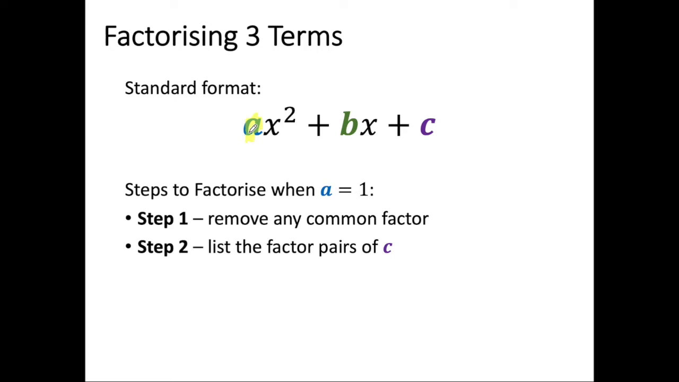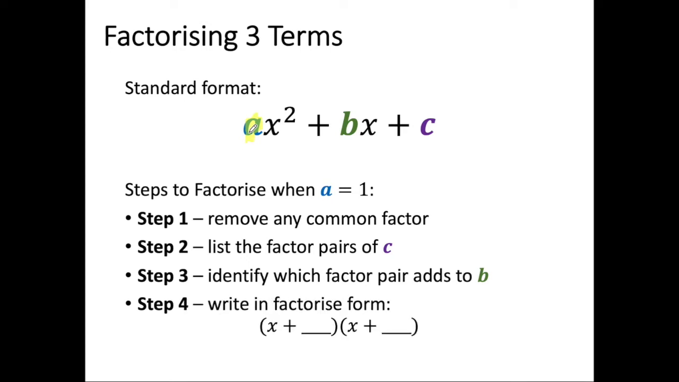So once we have all of our factor pairs for c, our next step is to identify the factor pair that adds up to b. So we want to add each of our factor pairs together and see which ones add up to b. The one that adds up to b is going to be the factors that we use. And then we're going to use those factors to write it in our factorized form. So x plus one of our factors, times x plus another one of our factors. So there are the 4 steps that we're going to use. And those 4 steps might not be making a lot of sense now, but go through and watch some of the examples that follow. They will make more sense after you've seen some examples.